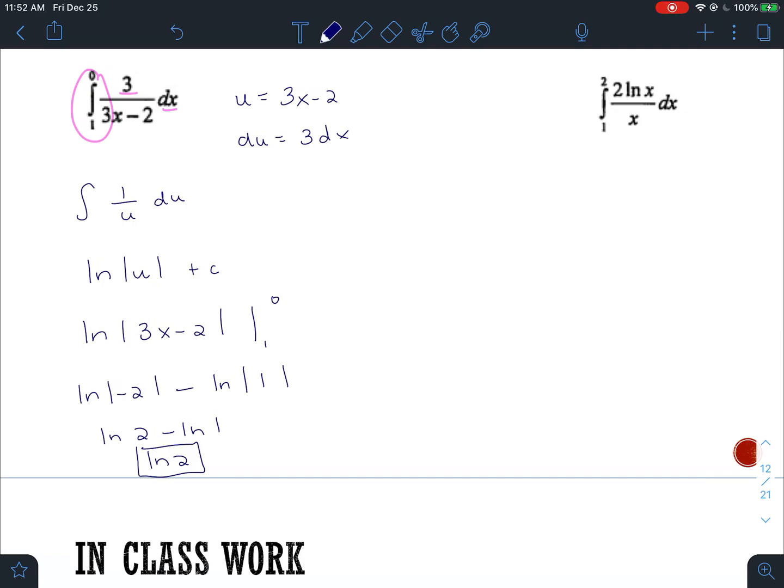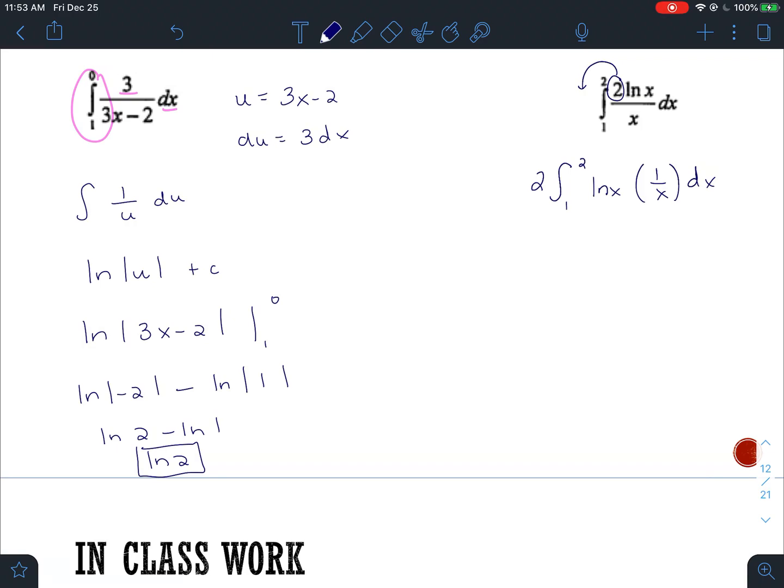All right. The next one is one of those, I wouldn't call it a trick problem, but it's one of the ones that once you recognize what's happening, you'll be able to see it every time. So I'm going to pull that 2 to the front, and then I'm integrating from 1 to 2, and then I'm going to write it as the ln of x times 1 over x dx. So I'm going to rewrite it like that, because maybe then it'll be easier for you to see who u should be. And remember, once you pick u, you want to see the derivative of u there.